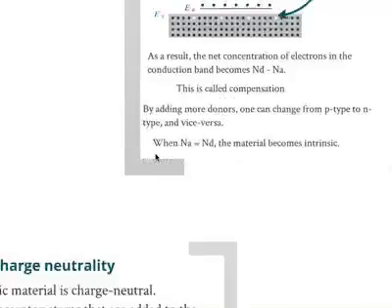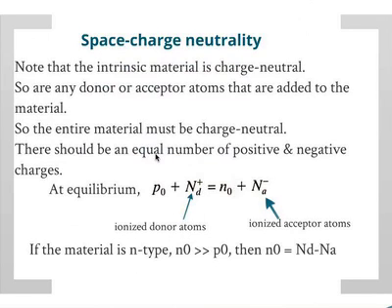So to quantitatively do this, you need to add the number of holes to the number of ionized donor atoms, which are positive because remember they have lost electrons. That's all the positive charges. That should be equal to the number of electrons plus the number of ionized acceptor atoms. Acceptors have accepted the electrons, so they're negative. So all the negative charges should balance all the positive charges. The entire material must be charge neutral.